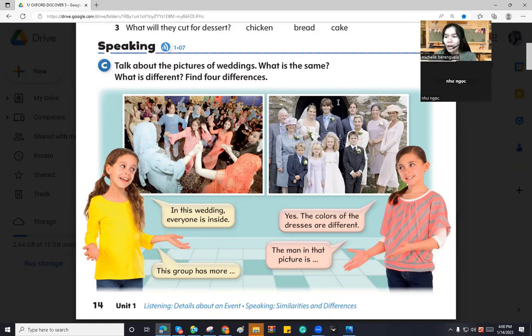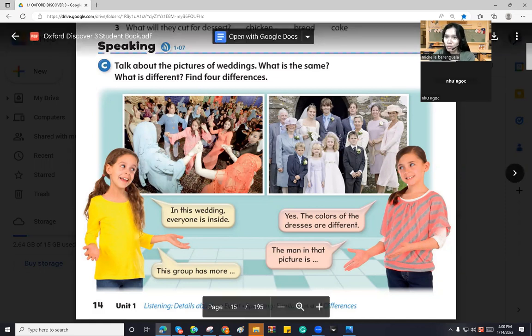Picture B. Wow. Do you have a photo? Do you have a picture? Yes. Oh, can you show me? Look at me. Come on. Because we're talking about wedding, okay? I just wanted to see.